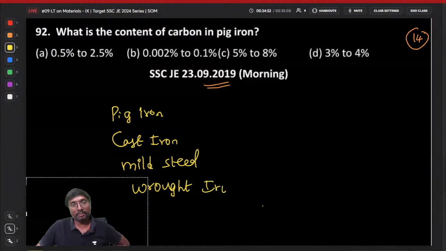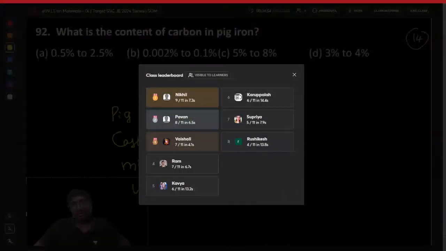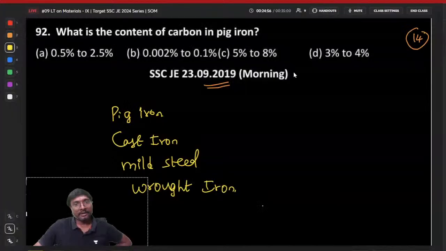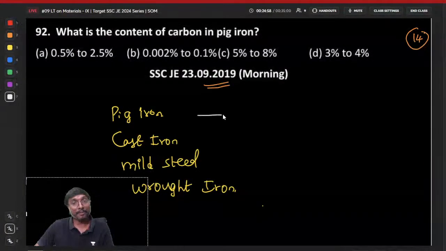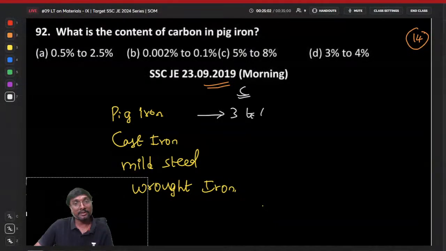Right? So the poll gets over. So this is the leaderboard, you can say. Now what do you have for pig iron? What is the carbon content? 3 to 4%. So how is it obtained? It is crude iron obtained from the blast furnace.